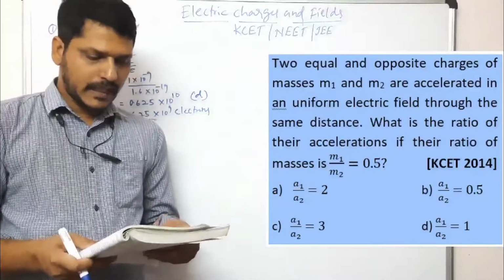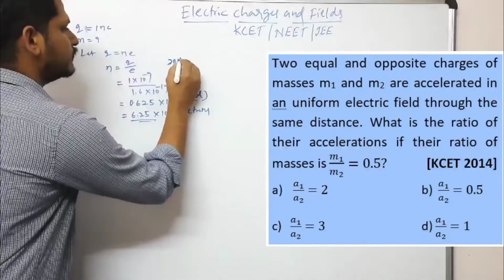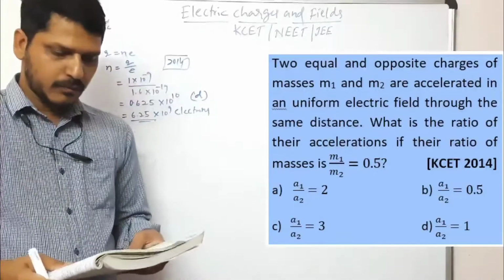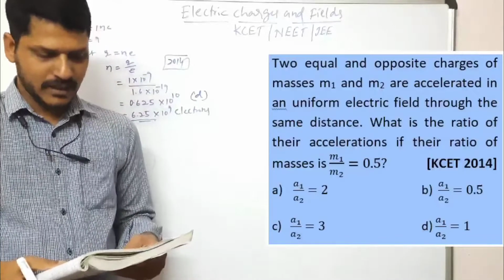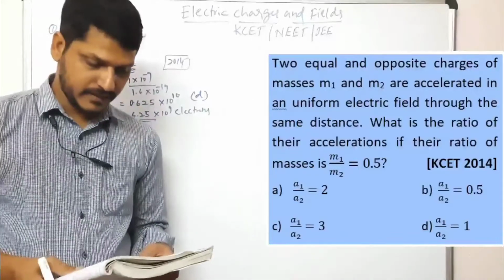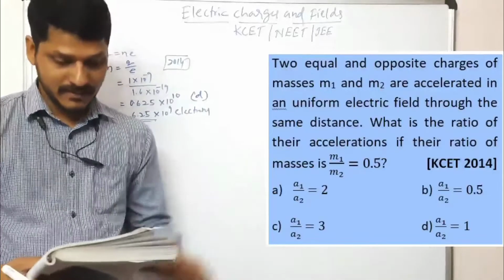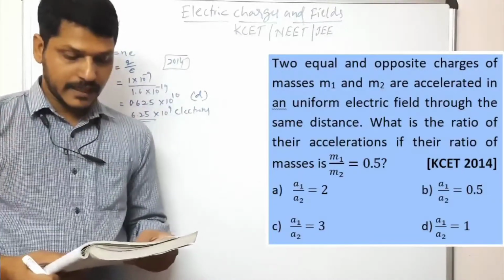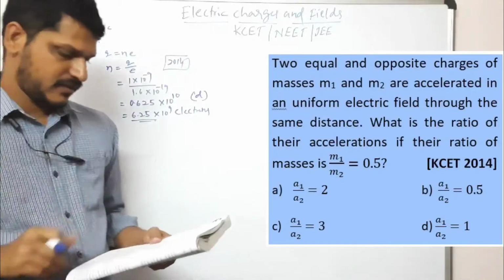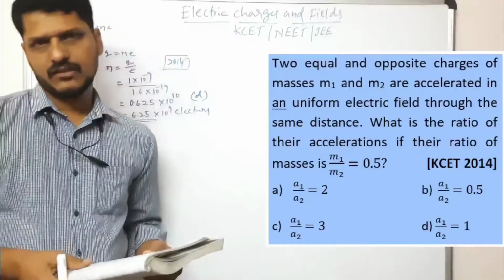Two equal and opposite, this appeared in 2014. Two equal and opposite charges of masses m1 and m2 are accelerated in a uniform electric field through the same distance. So the distance traveled by both the bodies is the same. What is the ratio of their accelerations, if the ratio of masses m1 by m2 is equal to 0.5?